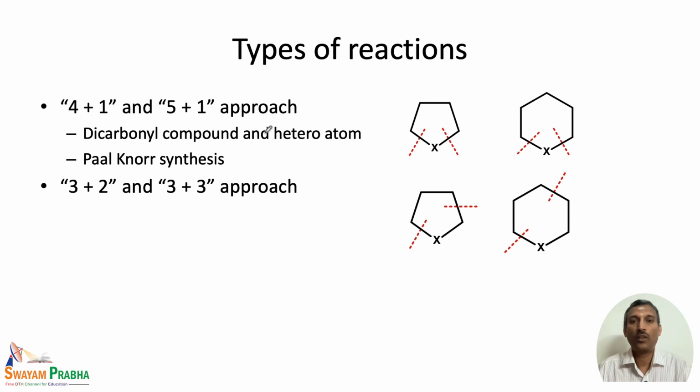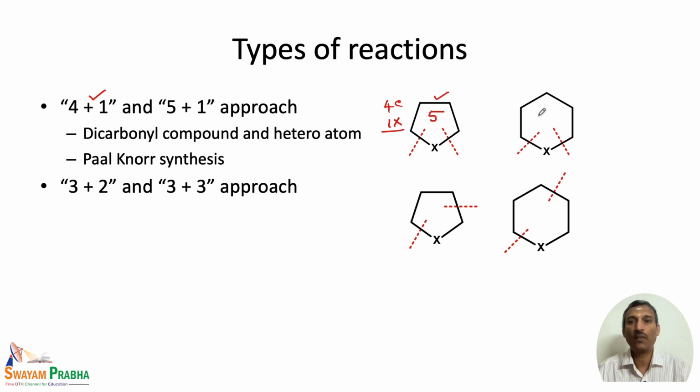Let us look at some major class of reactions, or the types of reactions, by which a heterocycle can be formed. If we talk about a 5-membered heterocycle, there are 4 carbon atoms and 1 heteroatom present in this particular system. So the simplest approach is the 4 plus 1 approach. That means 4 carbon atoms come from one substrate and the heteroatom comes from another. So these two combine together to give a 5-membered heterocycle.